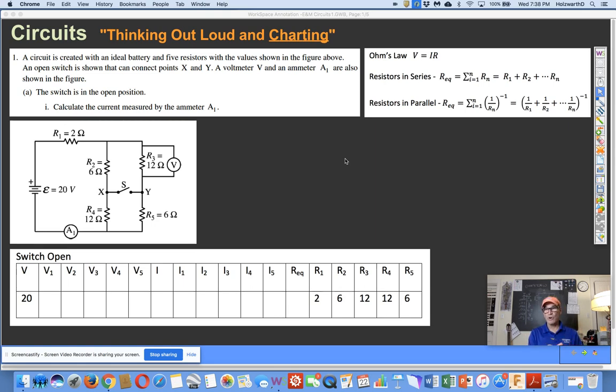Because sometimes in charting the circuit, just spewing out all the values, you end up with lots of answers that you can simply list at a later time. Just, oh, I figured that out when I charted it. Yeah, the voltage drop across R3 is. So anyway, without further ado, let's get started.